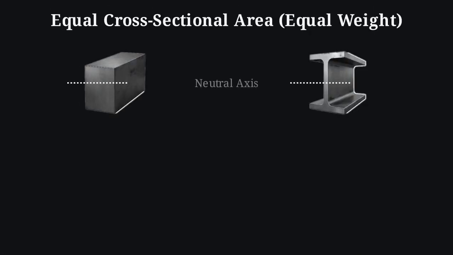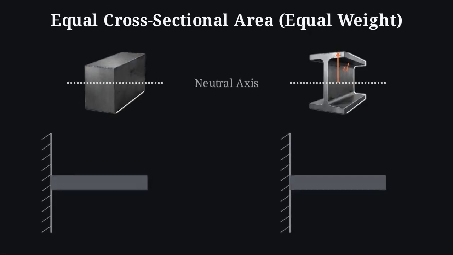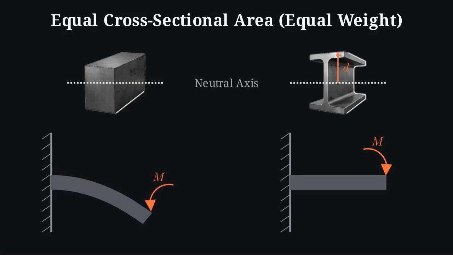This document illustrates the mathematical logic of the I-section. Efficiency is achieved by maximizing a property called the moment of inertia, or I. By distributing the area as far from the neutral axis as possible, an I-section carries a significantly larger bending moment than a solid rectangle of the exact same weight.